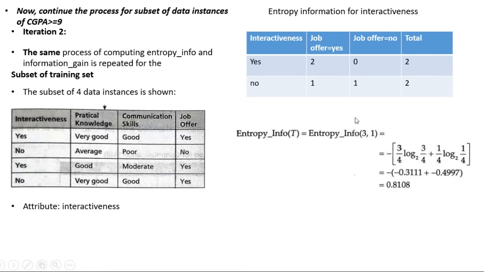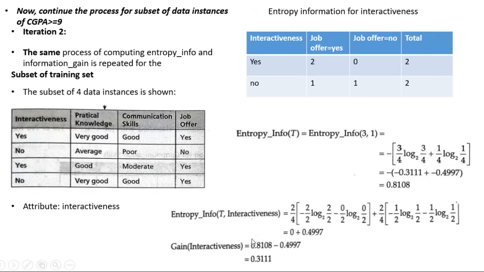First, find the entropy information for the complete table. In this complete table, I have 3 times yes and once no. So the entropy information for 3, 1 is minus 3 by 4 log of 3 by 4 plus 1 by 4 log of 1 by 4. So I am getting the entropy information as this.